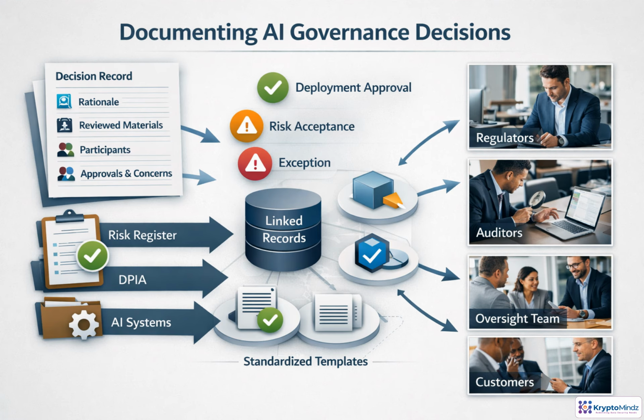Governance decisions should leave a clear trail, not just a final yes or no. Record the rationale, materials reviewed, participants, approvals, conditions, and any dissenting concerns. Then link that record to the system inventory, DPIA, risk register, vendor review, and control evidence. This matters most for deployment approvals, exceptions, risk acceptances, and retirements. Standard templates keep reviews consistent and give regulators, auditors, customers, and oversight teams evidence they can trust.